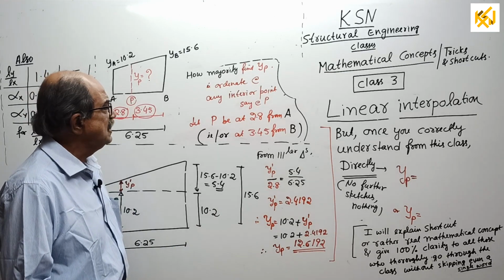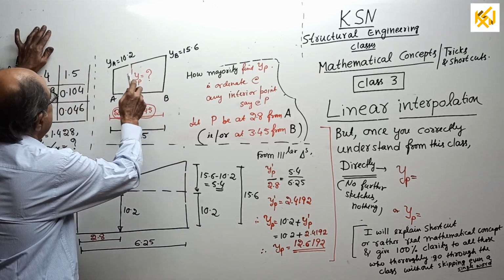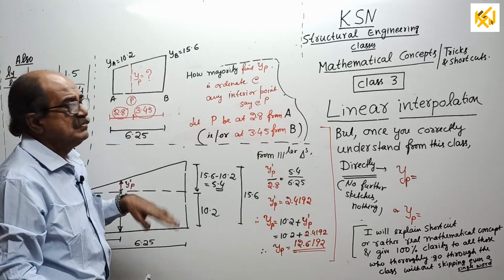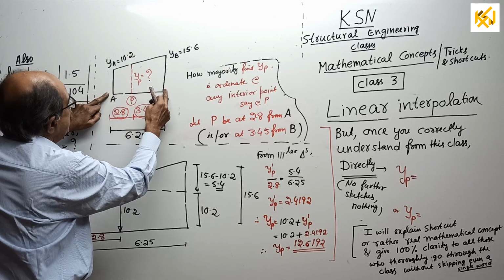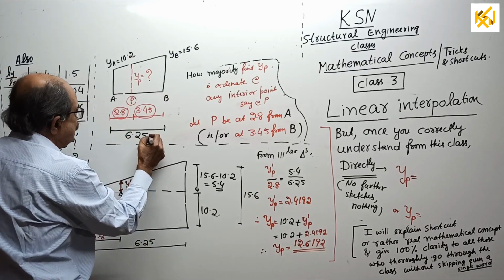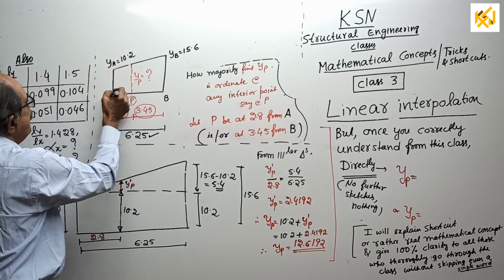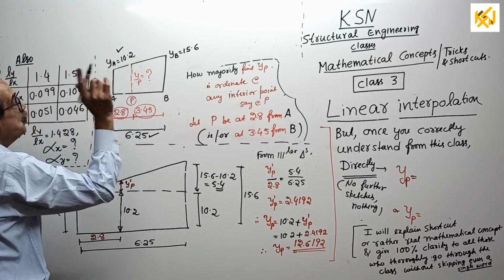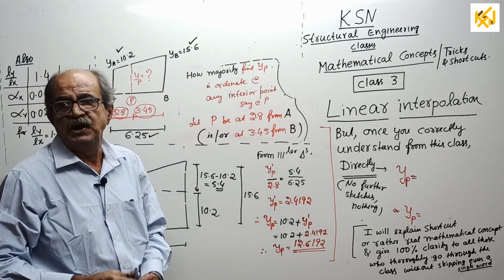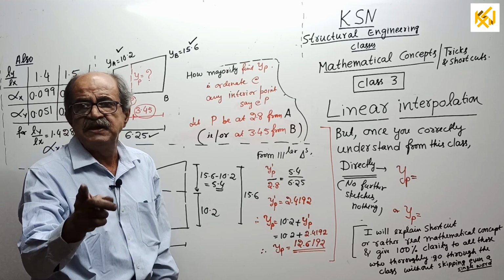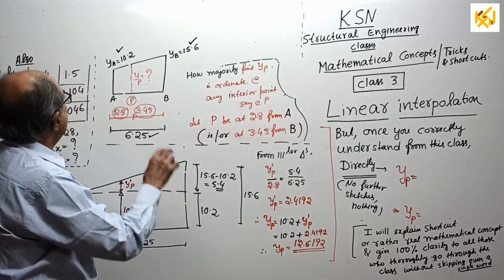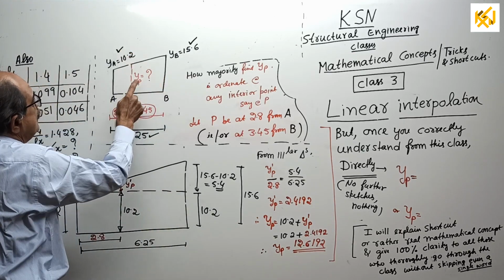First, consider the sketch given. This is A, this is B. Base length is 6.25, known to you. Ordinate here is 10.2, known to you. 15.6 is known to you. Write everything. Those who want to control, they should write what I am telling. Tick mark means what? Known. Now, somewhere in between, we want the ordinate.